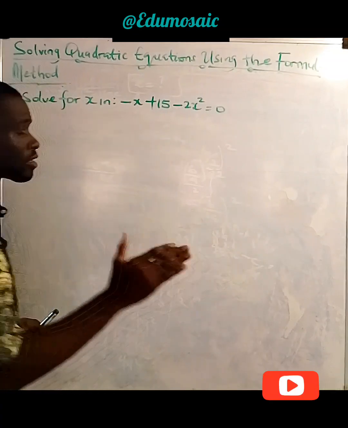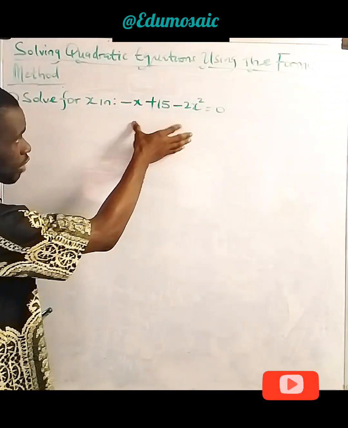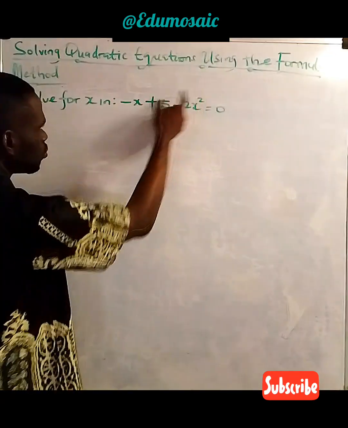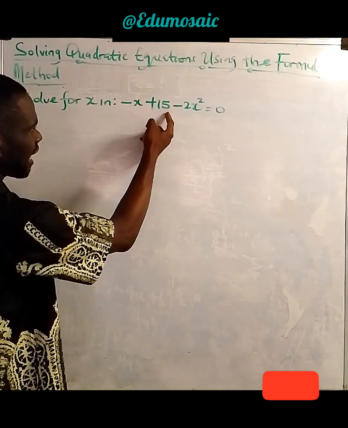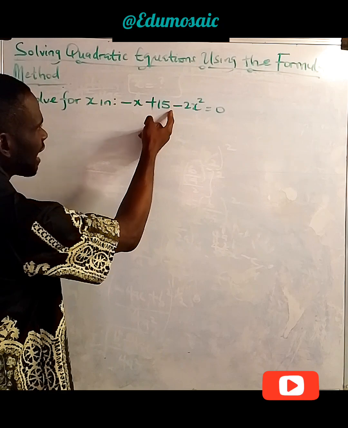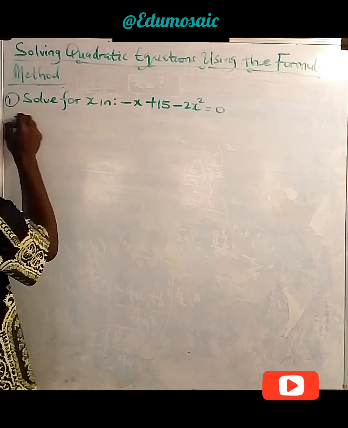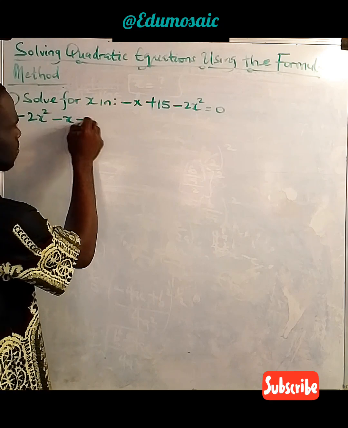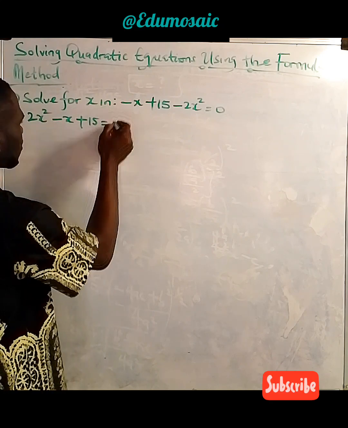So the first thing we're going to do is look for a way to rearrange this into the right term order. We have to start with x to the power 2, then come down to x to the power 1, and end up simply on x to the power 0. So that's going to be minus 2x squared minus x raised to the power 1 plus 15 x to the power 0 equals 0.